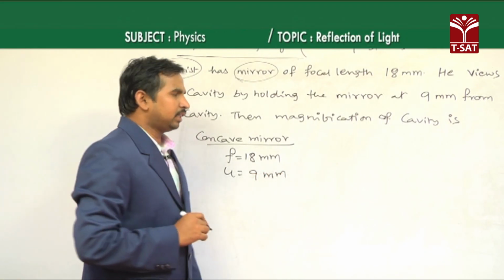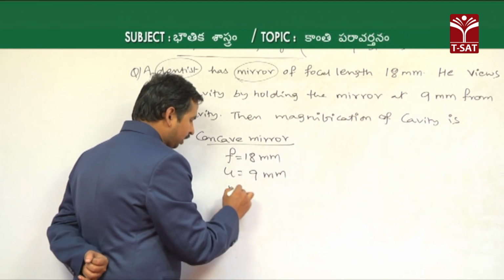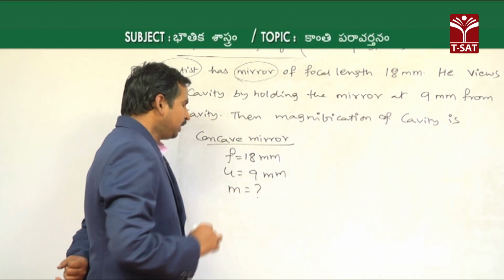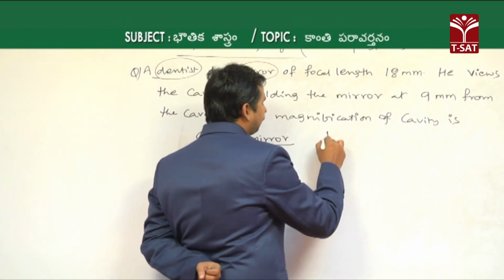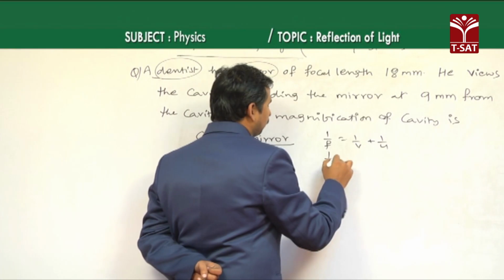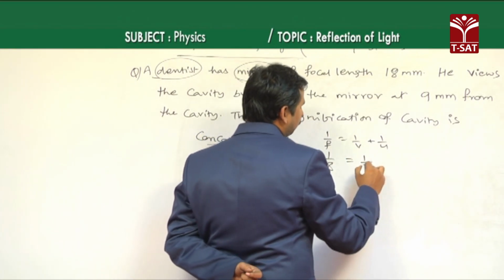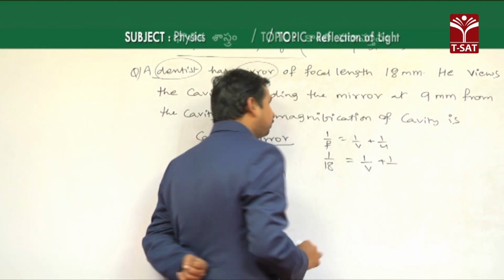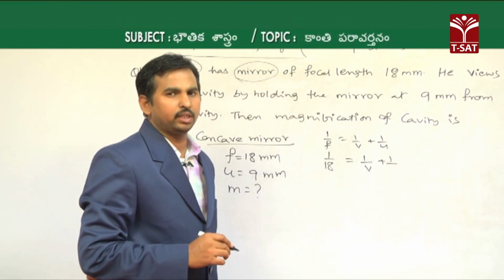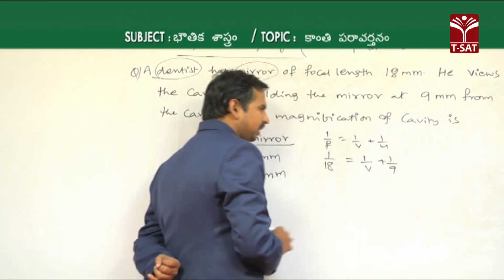Then for this cavity, we have to find the magnification, which is the m value. Then we know that 1 by f is equal to 1 by v plus 1 by u. 1 by focal length is given as 18 mm, 1 by v, the image distance, we do not know, and the object distance is given, holding the mirror at a position 9 mm. So, 1 by 9.